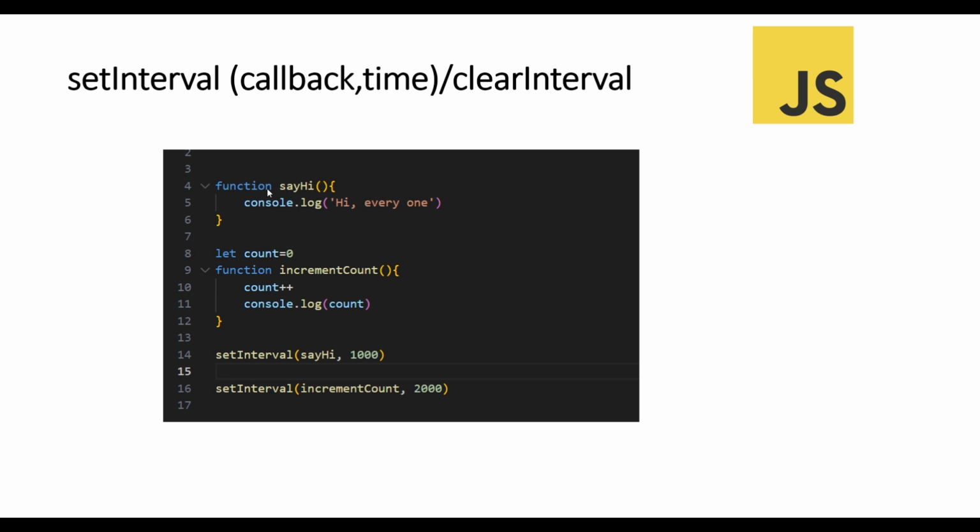Here you can see we have a sayHi method that is going to log "hi everyone" into the console, and we have a second method, incrementCount, that's going to increment the count variable. Now here we have setInterval. Our first setInterval is calling the sayHi method every 1 second, and our second setInterval calls the incrementCount method every 2 seconds. Now let's see how it works.